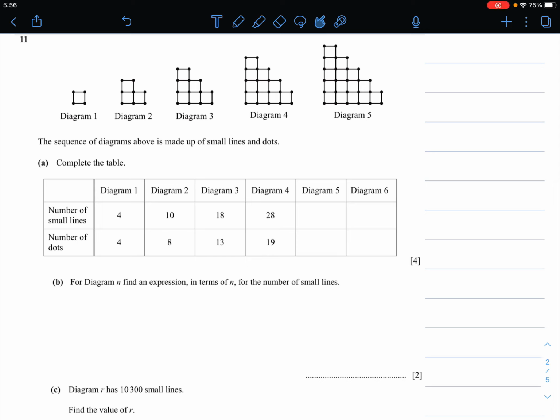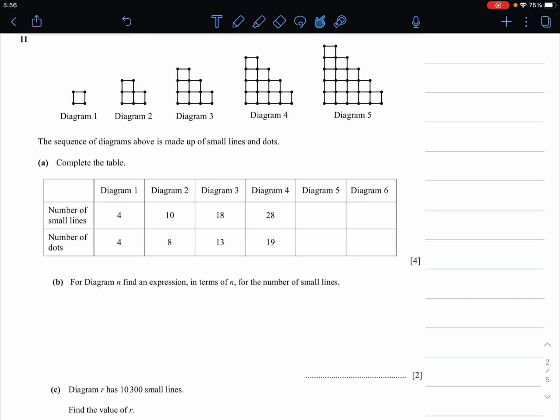Welcome to ANS Solver question 11 of this paper. So for part A, they are asking us to complete the table. Now let's do that. That's very easy. So when there are 5 diagrams, they are asking for diagrams 5 and 6. So they are asking us to fill in the space for the 5th and 6th diagram.